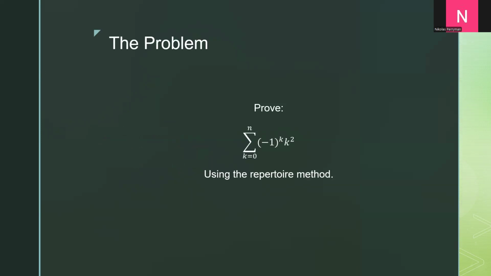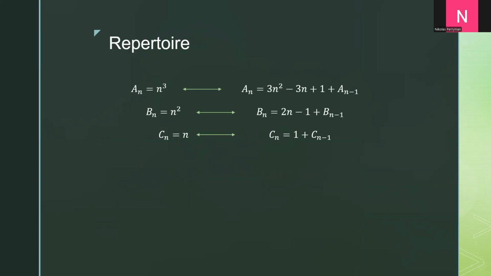So my problem this time around was the summation from 0 to n of (-1)^k times k squared. And the instructions were to use the repertoire method to solve it or prove it. So the repertoire that I had going into this was for n terms, n squared terms, and n cubed terms. And we needed the n cubed terms because when you get the closed form, that gets you an n squared term. So that's why we go up to n cubed.